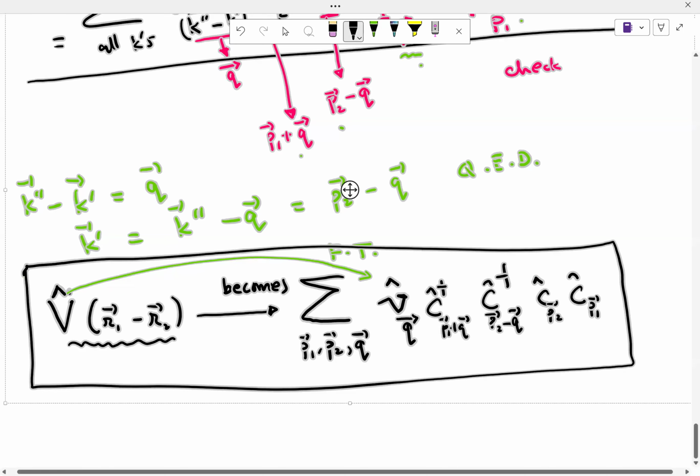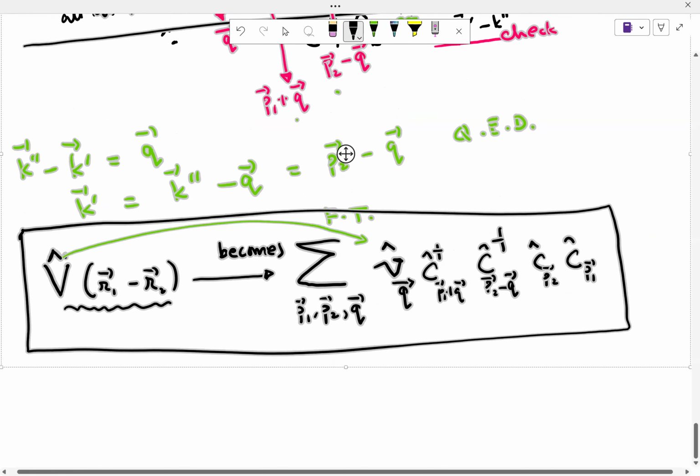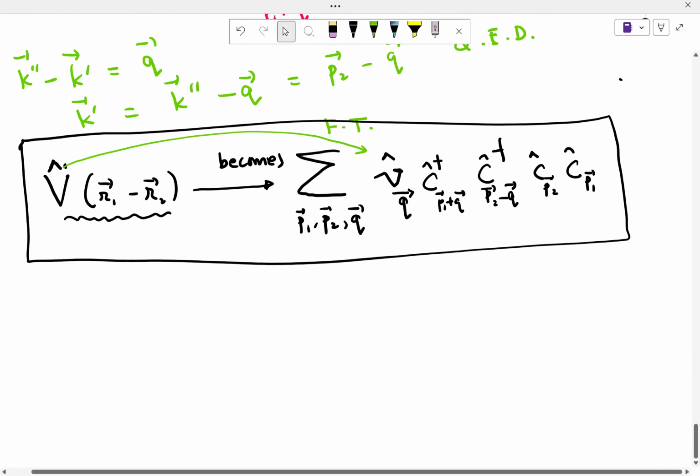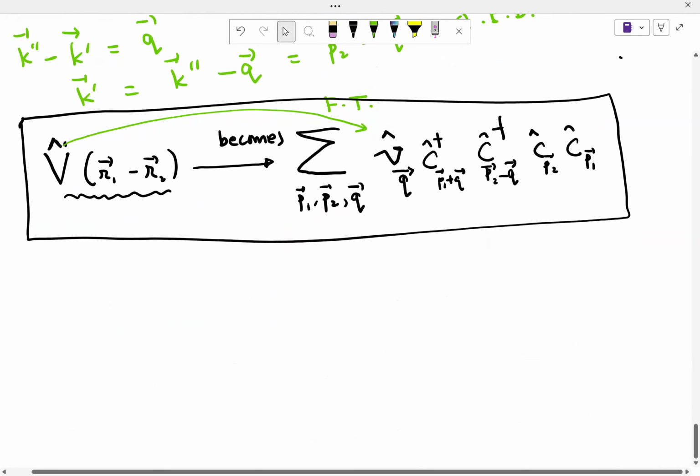Now I can express this in terms of a Feynman diagram as well. What this Coulombic interaction is really representing is that I am annihilating a particle of momentum P1, annihilating a particle of momentum P2. Then there is this interaction V of Q, and after the interaction, I'm creating a particle of momentum P2 minus Q and a particle of momentum P1 plus Q.